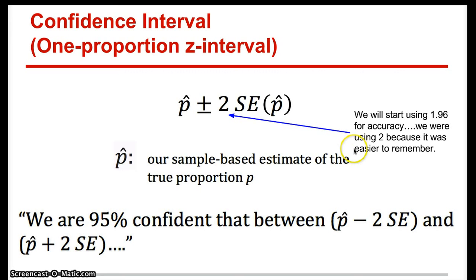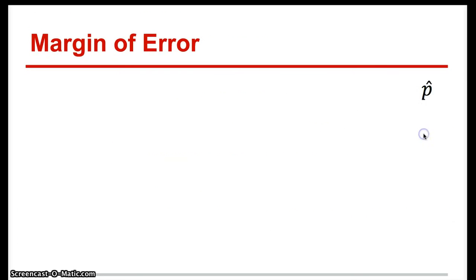One thing that we are going to start doing is that we're actually going to start using 1.96 because it's actually the most accurate answer. In the past, we've been using 2 just because it was easier to remember. But now that we understand the concepts, when we're trying to figure out our 95%, we're going to use 1.96.